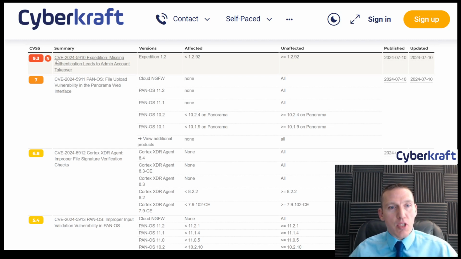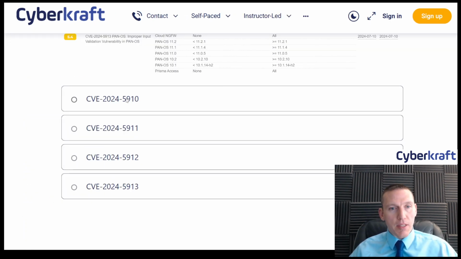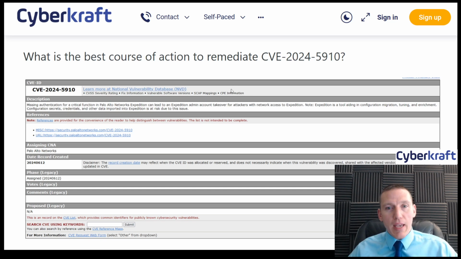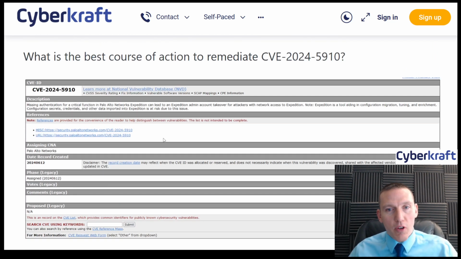So the CVE number is always CVE, year, and then the number. So this one's critical. We want to do that one first. Okay. That makes sense. Do that one. Let's keep going. All right. What is the best course of action to remediate this vulnerability, the critical vulnerability?